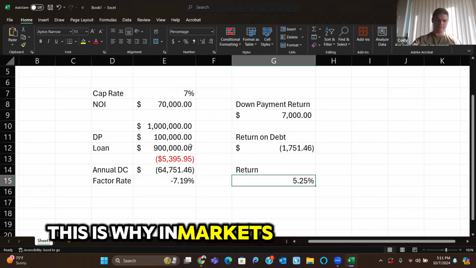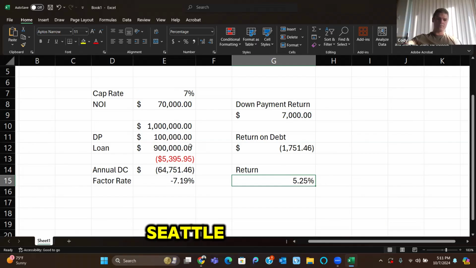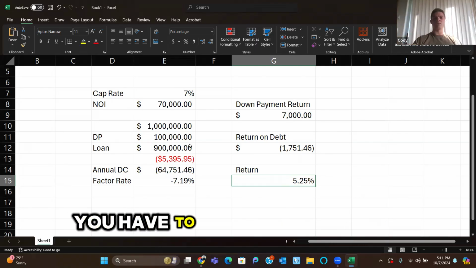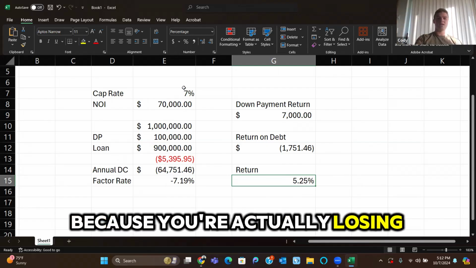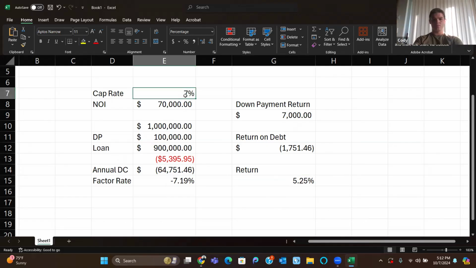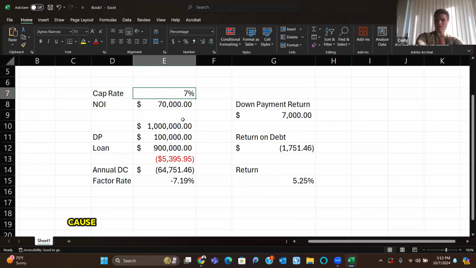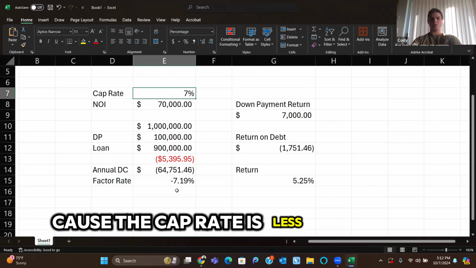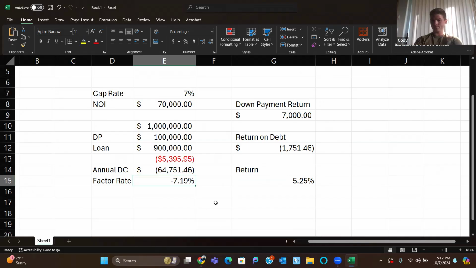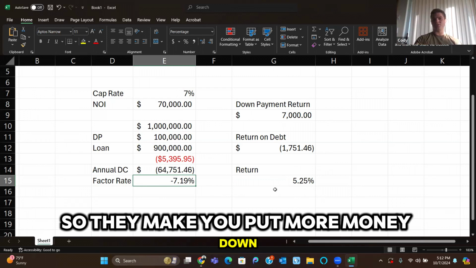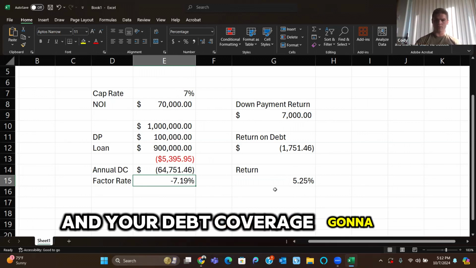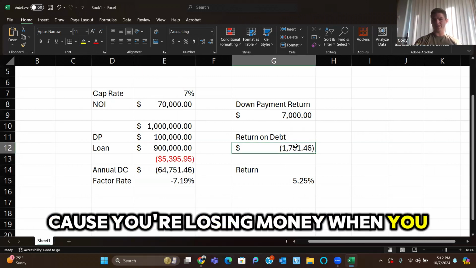This is why in markets like California, Seattle, Portland, you have to put a ton of money down, because you're actually losing money when you go out and buy these deals because the cap rate is less than your cost of capital. So they make you put more money down because your return is going to be lower, your debt coverage is going to be lower because you're losing money when you borrow money.